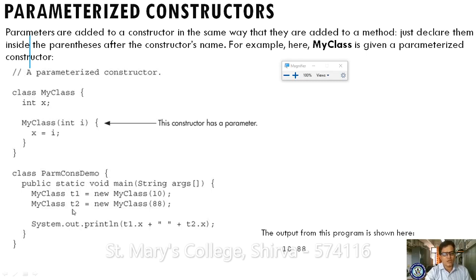Now we are taking another object, MyClass t2, that is new MyClass(88). So I am supplying the argument 88. Whenever an object is created, i is automatically initialized as 88. So that is the definition. In x it is having 88, and that should be stored in your object t2. Whenever you are displaying t1.x, the t1 object's x value is 10. It is displaying 10. For t2.x, we are accessing the value 88. Okay, so likewise you can use a parameterized constructor.